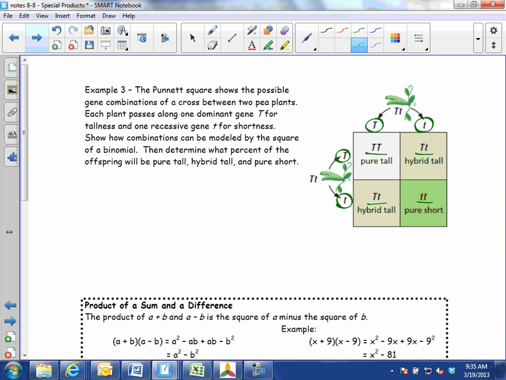Follow me? Okay, so then it asks us to show how the combinations can be modeled by the square of a binomial. So binomial is two pieces, right? We're going to have a big T, and we're going to have a little t, for short.